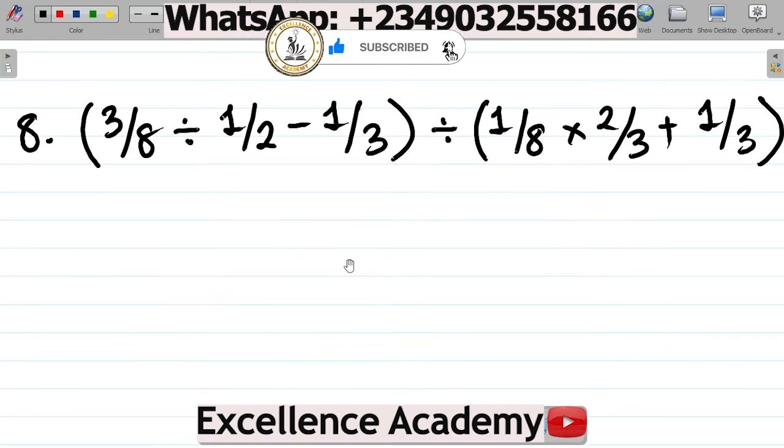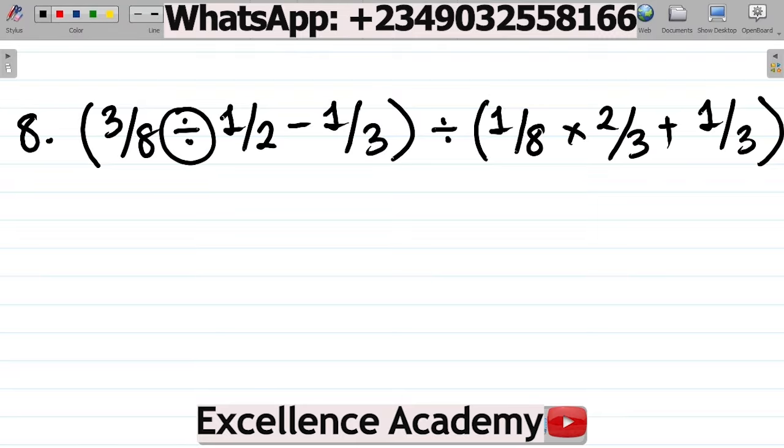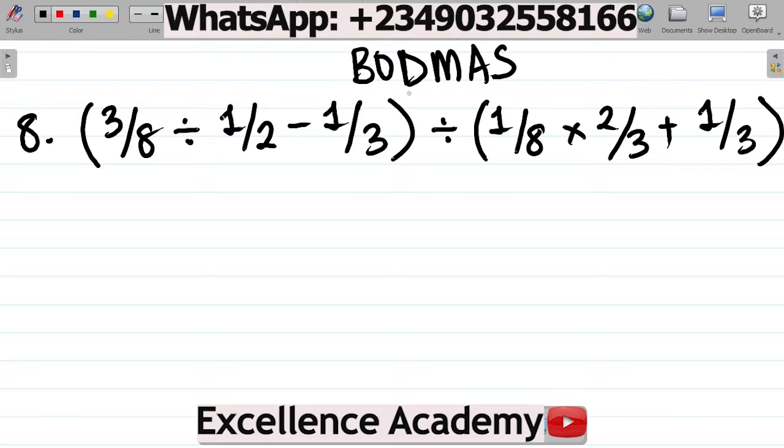To simplify this, let's start with the first bracket. When it comes to things like this, you want to note that division takes precedence over subtraction. So work with the one that involves division first. If you use BODMAS, brackets, division, multiplication, addition, and subtraction, we take division first before subtraction.